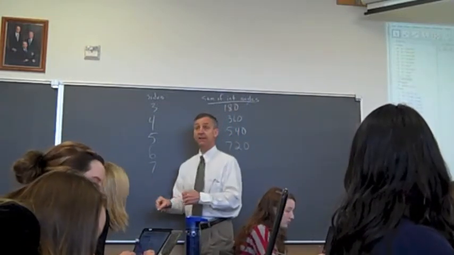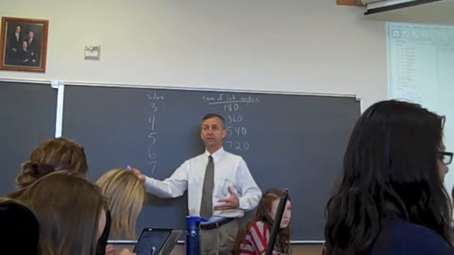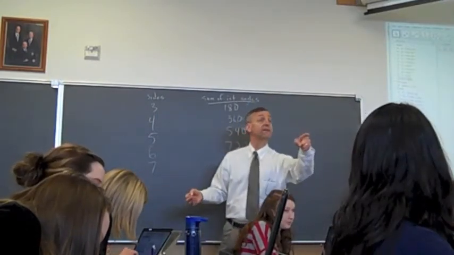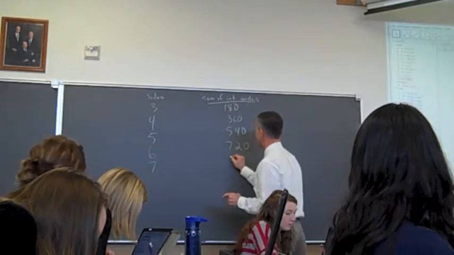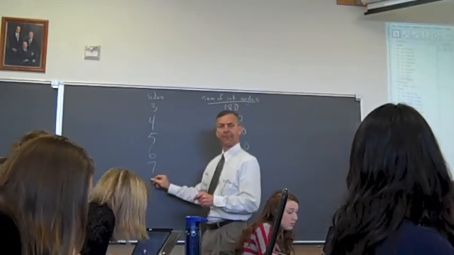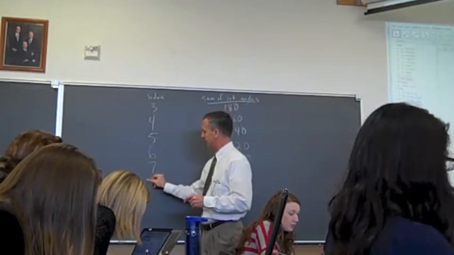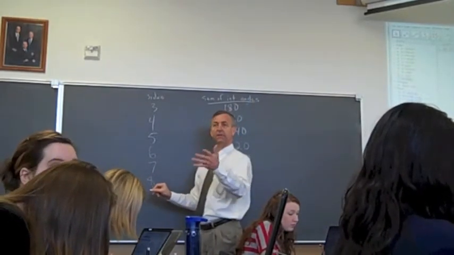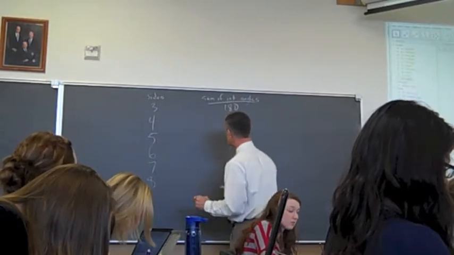Anybody have a 7-sided? Who's lucky number 7? Yes. 900. What'd you get? 900. They go in intervals of 180 degrees. Anybody have an 8? Octagons? Yes. 1080.